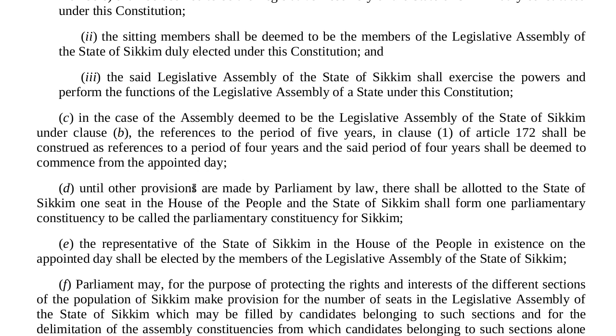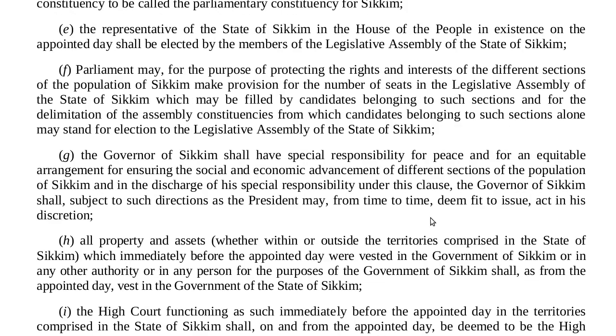D. Until other provisions are made by Parliament by law, there shall be allotted to the state of Sikkim one seat in the House of the People, and the state of Sikkim shall have one parliamentary constituency to be called the Parliamentary Constituency for Sikkim. E. The representative of the state of Sikkim in the House of the People in existence on the appointed day shall be elected by the members of the Legislative Assembly of the state of Sikkim.